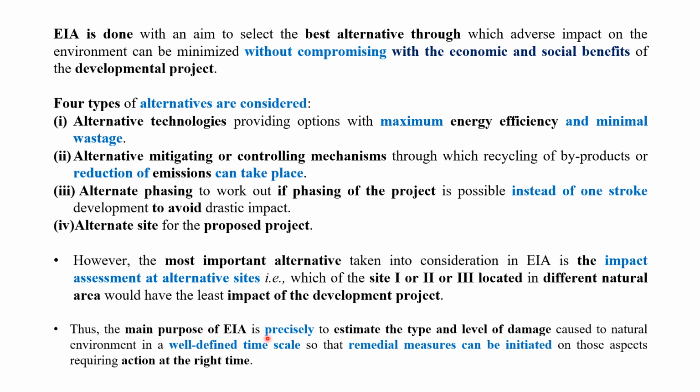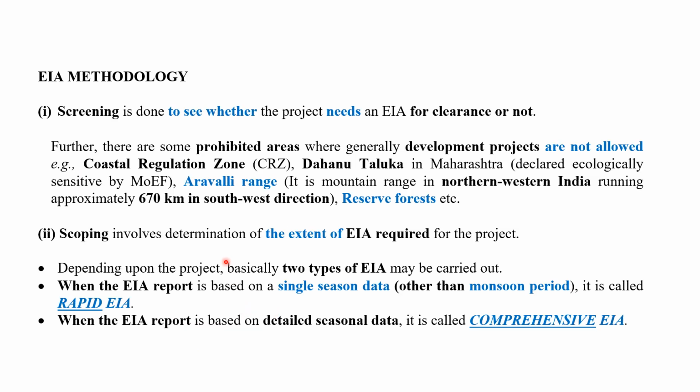The main purpose of EIA is precisely to estimate the type and level of damage, which type of damage is going to take place due to the coming projects, caused to the natural environment in a well-defined time scale, so that remedial measures can be initiated on those aspects requiring action at the right time. Next, we can see what are the EIA methodology, methods, process or procedures. Whenever we are going to carry out EIA for any development projects, what steps do we have to follow? That is mentioned here. So let us begin one by one.